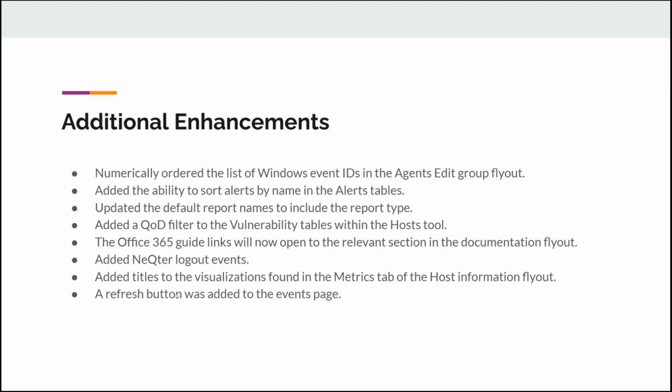We added quality of detection filtering to the vulnerability tables within the host tool. Of course, that was a function within the vulnerability scanner directly, but now we added that into the host tool. Added NeQter logout events. The 365 guide links have been updated. We added title visualizations to the metrics tab, and then a refresh button was added to the events page as well.